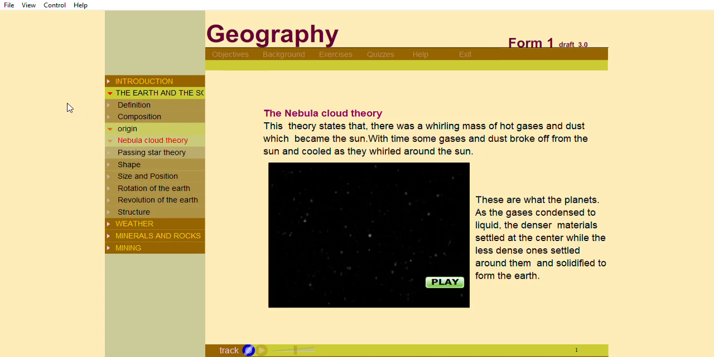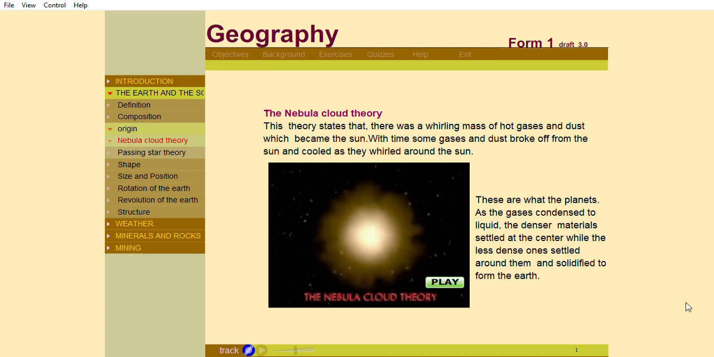The nebula cloud theory. This theory states that there was a whirling mass of hot gases and dust which became the sun. With time, some gases and dust broke off from the sun and cooled as they whirled around the sun. These are the planets. As the gases condensed to liquid, the denser materials settled at the center, while the less dense ones settled around them and solidified to form the Earth.